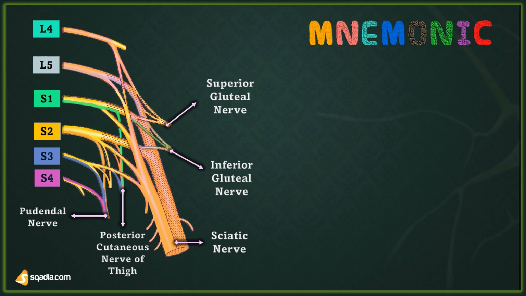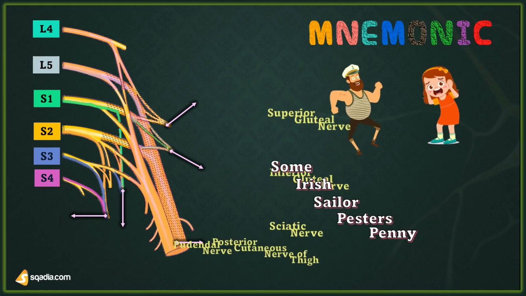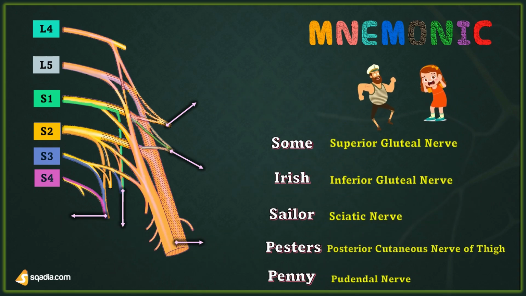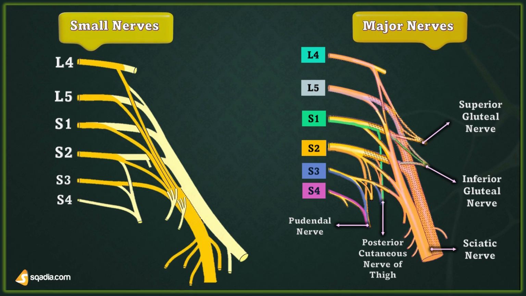A mnemonic that can be helpful in remembering the major branches of the sacral plexus goes like sum, Irish, sailor, pesters, penny. This mnemonic represents the following nerves: superior gluteal nerve, inferior gluteal nerve, sciatic nerve, posterior cutaneous nerve of thigh, and pudendal nerve.